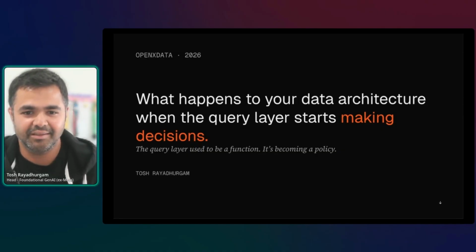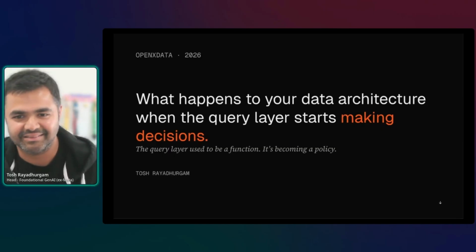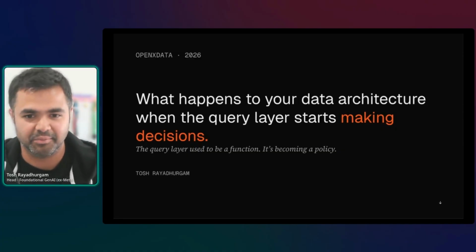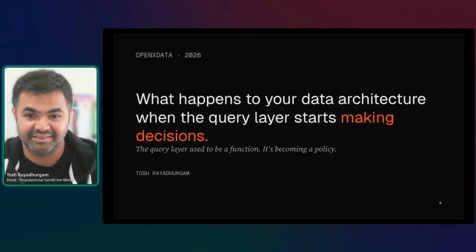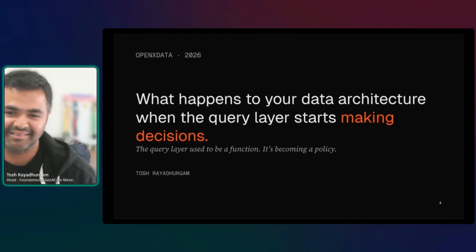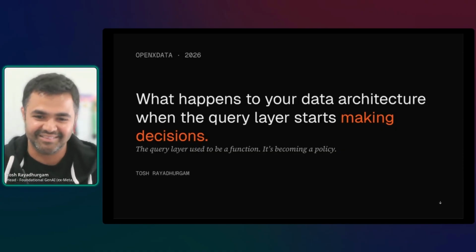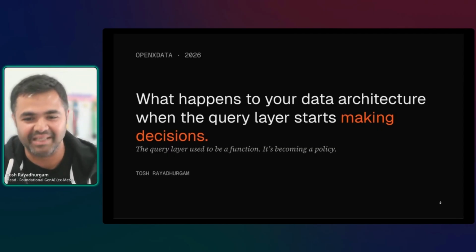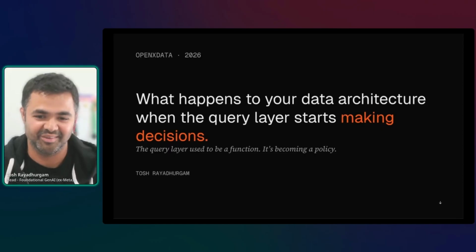I want you to leave the room thinking, hey, it's not agents or analytics per se, but rather this whole architectural shift that we're having underneath. You'll see this stated as a subtitle, which is: the query layer used to be a function, it's becoming a policy. And I think that single sentence is the whole talk. Everything I'm going to say is basically unpacking what changes when that becomes true. So let's hold on to that subtitle.